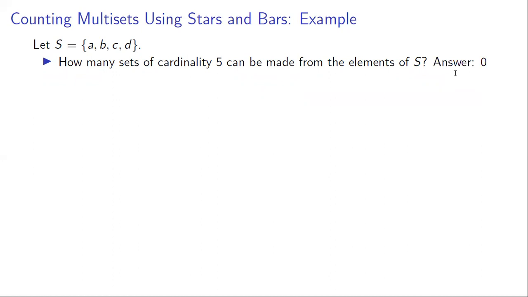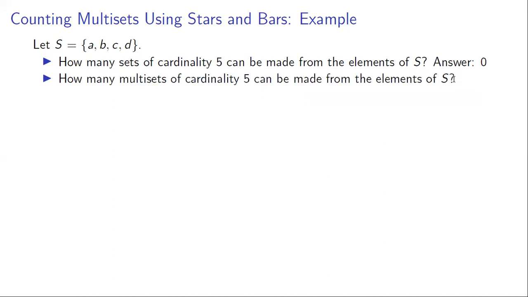Well, the answer is 0, because a set cannot have duplicates. So how can I make a set of 5 elements using only 4 objects? A set doesn't allow repetition. Now we can ask how many multisets of cardinality 5 can be made from the elements of S. Here the answer is not 0, because the multiset is allowed to have duplicates. So what's the answer? There are many possibilities.